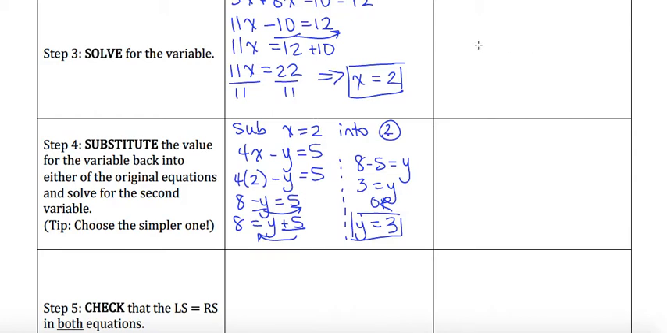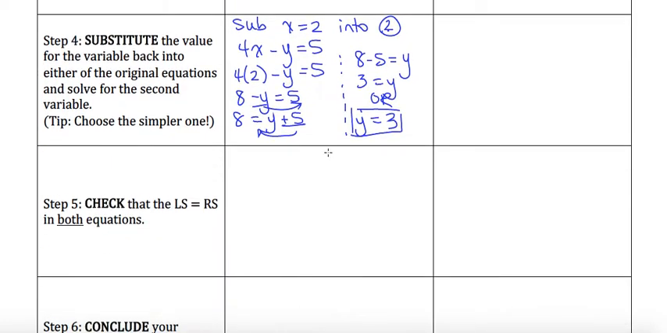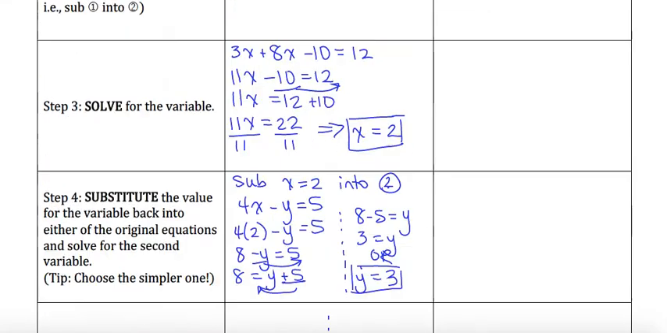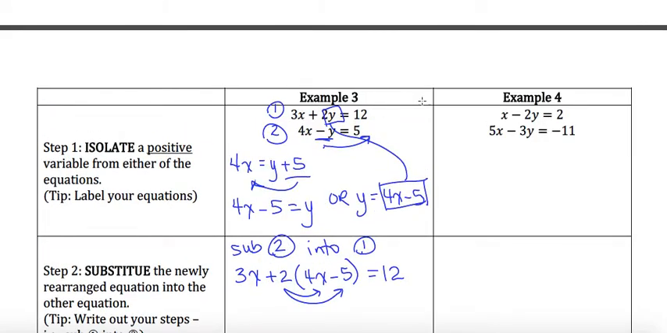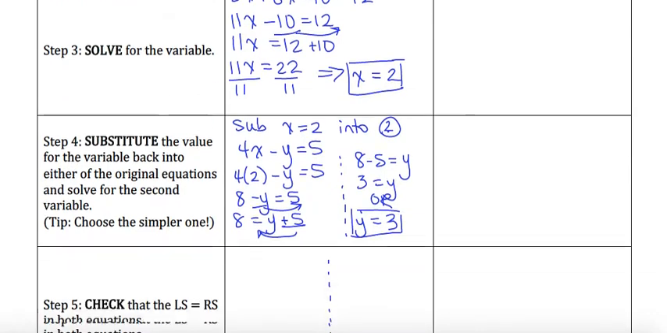So now we have a value for x, and we have a value for y. So now we need to check our answer, so that's step 5, check. Doing a left side, right side check with our original equation. So 3x plus 2y equals 12. Is example 1.